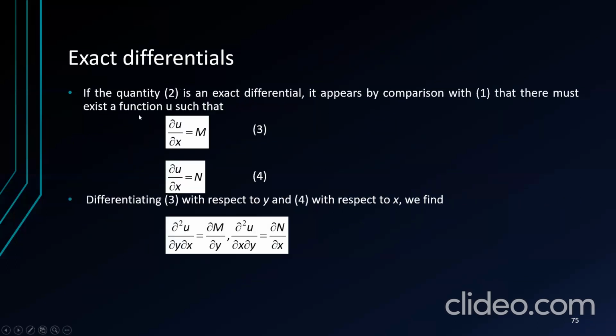Okay? So, if the quantity is an exact differential, it appears by comparison with 1 that there must exist a function u such that the partial derivative of u with respect to x is M and the partial derivative of u with respect to y is N. Di ba? So, differentiating 3 with respect to y and 4 with respect to x, we find the second derivative of u with respect to y and x is equal to the partial derivative of M with respect to y. And also, the second derivative of u with respect to x and y is equal to the partial derivative of N with respect to x. Wait lang.